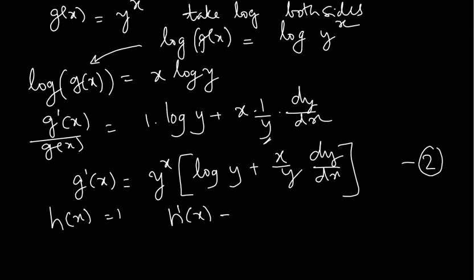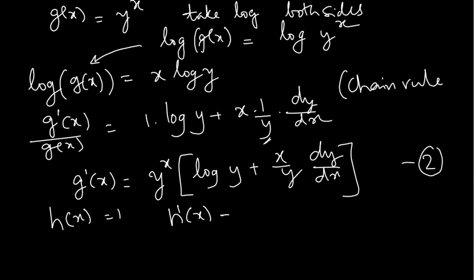Next, g of x is y to the power of x. Take log on both sides. Log g of x equals log y to the power of x. So this becomes x log y; x comes to the front. So g dash of x, that's the differentiation of this: u dash is 1, v is log y, plus u is x, v dash is 1 by y into dy by dx. This is the chain rule.